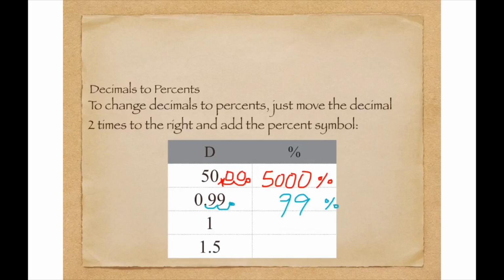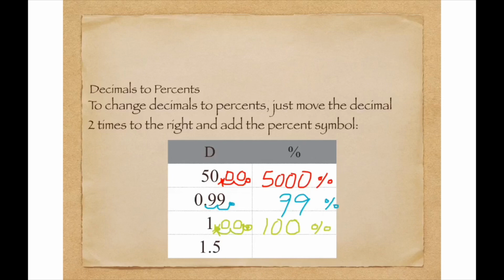Okay, let's do the next one. We've got the number 1. Where's the decimal point on that? The decimal point is on the right. Remember, if you don't see it, it's always on the right, and we need to move it 2 times to the right. Here's the new decimal point. Add in some zeros right here. Get rid of the old decimal point. There we go, 100 point. Now do we need this point right there? No. So we'll erase that, put in the percent sign, and we're done.